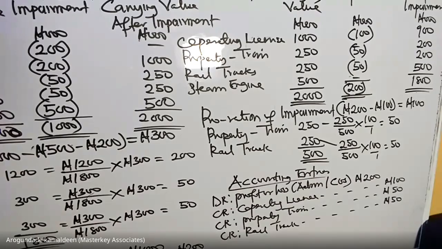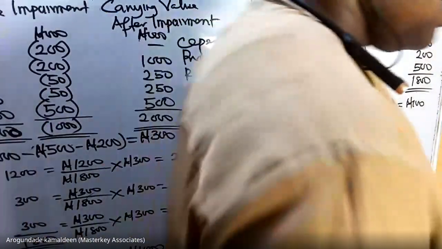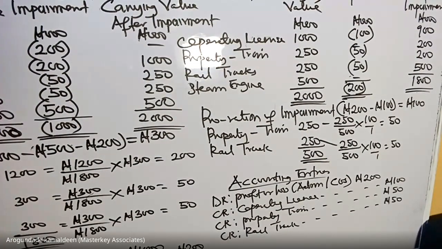Now, you see what we have here. All the assets here are on cost model, so it does not affect the revaluation one. That is why, under the cost model, you take the impairment to the P or L straight, and you now reduce the respective asset value.